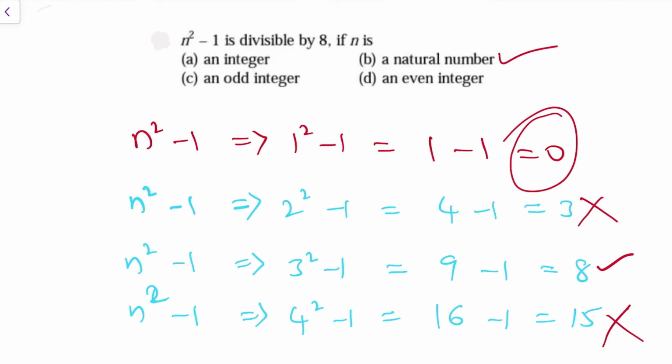Let us check. In place of n, first I substituted 1. Then in place of n, I substituted 3. Only 1 and 3 work. If I continue, definitely I will get 5, 7, 9 like that also. So I can say that n square minus 1 is divisible by 8 if n is an odd positive integer. So odd integer, option C is the correct option.